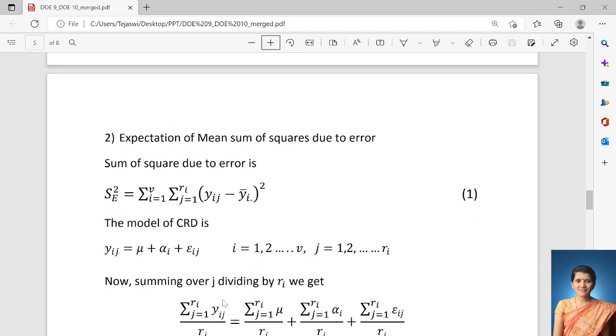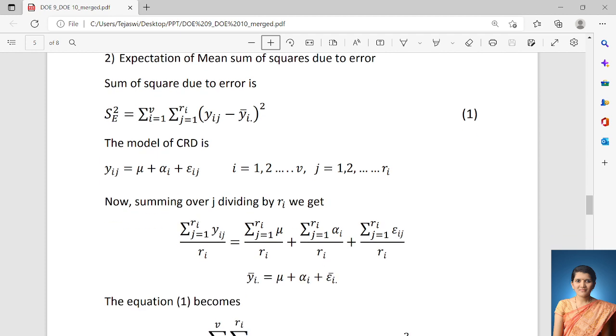So first write the mathematical model of CRD. Then we want only the quantity yi dot bar. So how to convert it? Summing over j, it is yi dot, and divided by ri, so we get yi dot bar. Now this equation is summed over j and divided by ri, and we get yi dot bar. Here the sum is converted into ri, so ri gets cancelled. Now for mu, the same ri, so we get mu, and the same for yij, so it is converted into epsilon i dot bar.